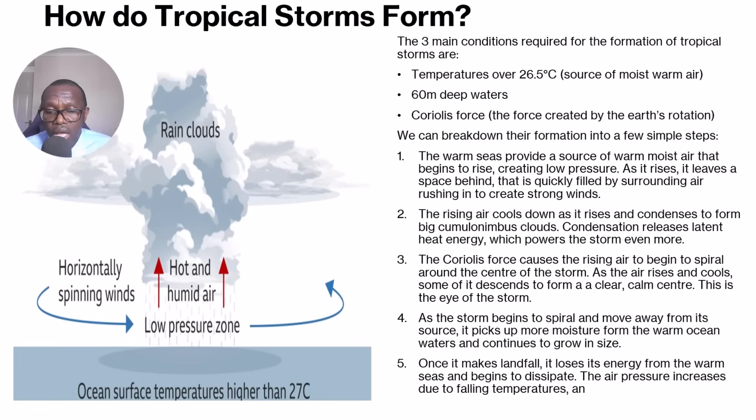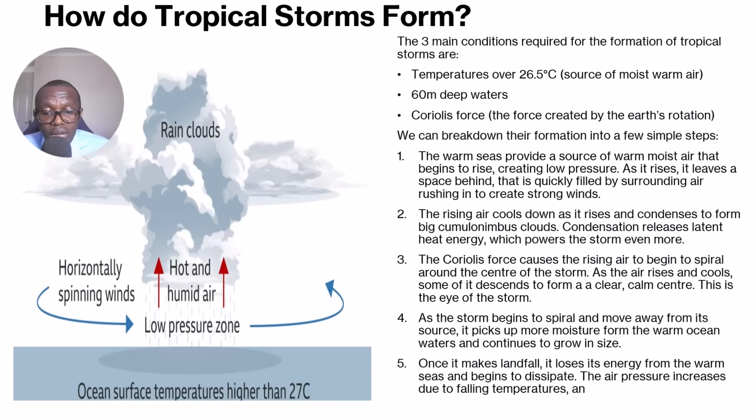high pressure. Then fourthly, as the storm begins to spiral and move away from the source, it will pick up a lot more moisture as it carries along from the warm ocean waters, and will continue to grow in size as it moves towards where it's going to make landfall, if it ever gets there. And once it makes landfall, obviously, it's likely to create quite a bit of damage.